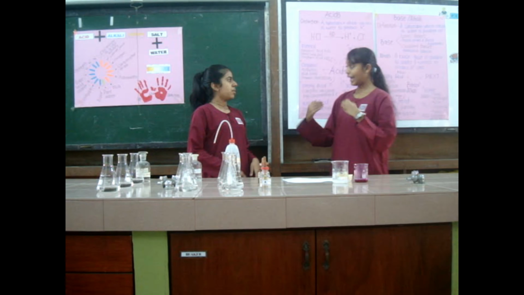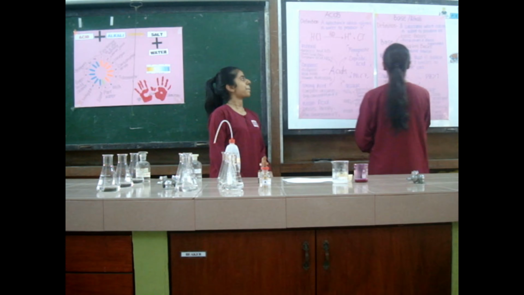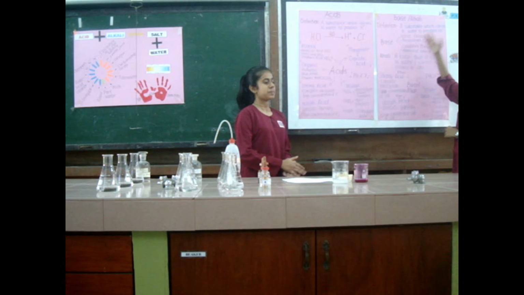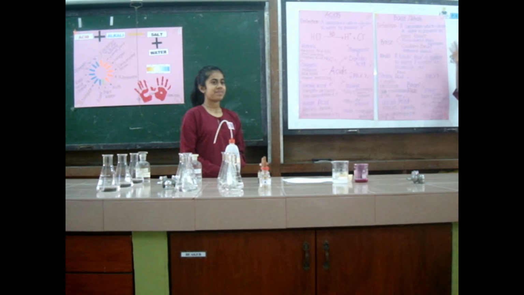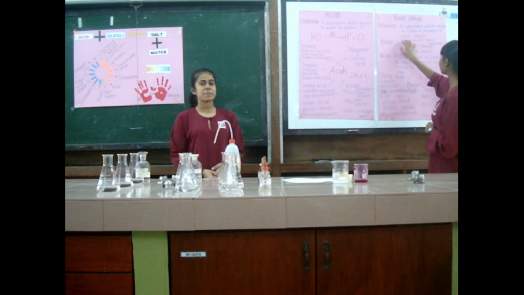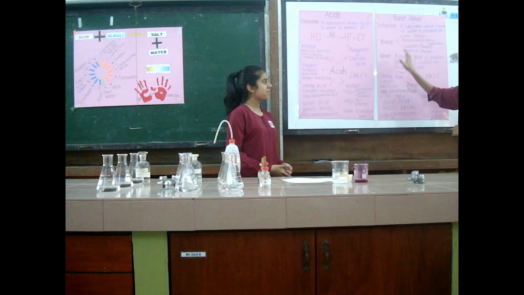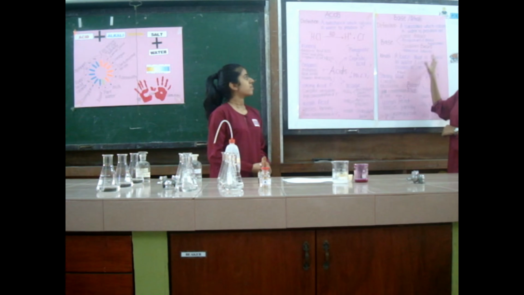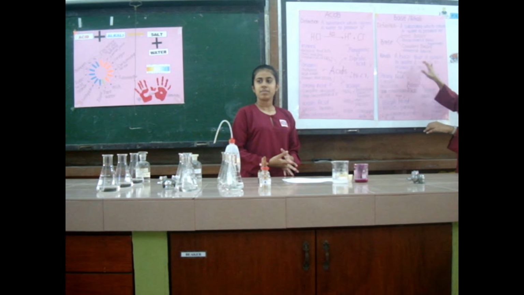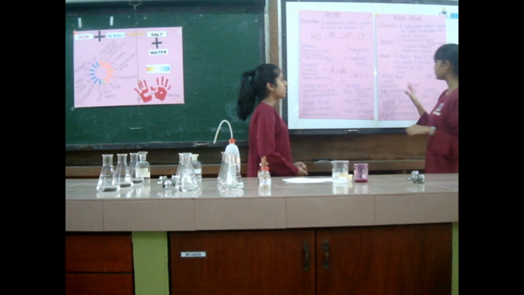So now, I am going to explain about base and alkali. So let me explain. The definition of a base: a substance which ionizes in water to produce hydroxide ions. So we have two types of base. For example, we have ionic bases, which are metal oxide and metal hydroxide, and we have covalent bases, which are ammonia solution. So what is an alkali? An alkali is a base that is soluble in water and ionizes to produce hydroxide ions.